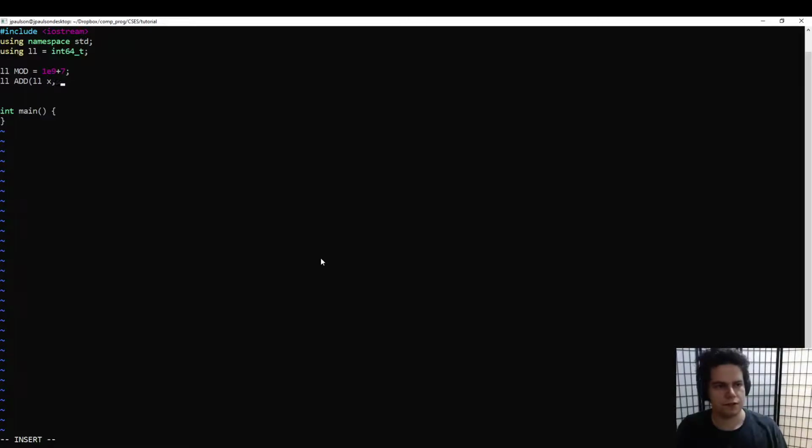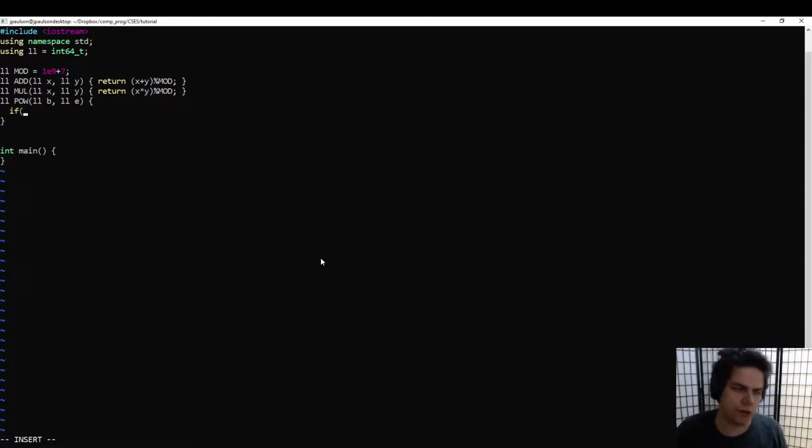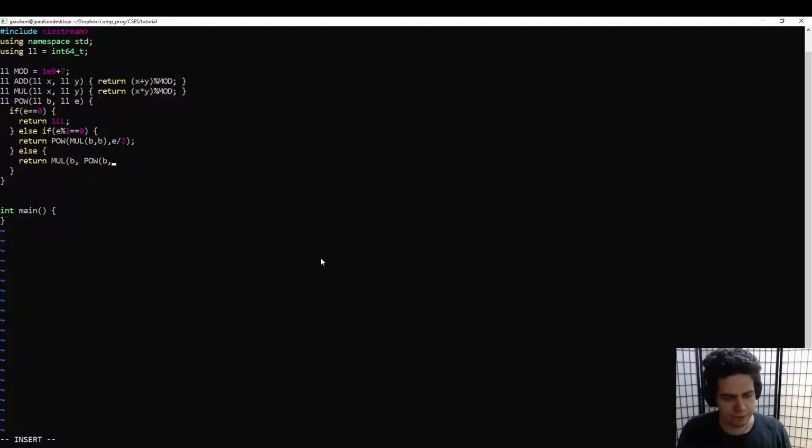Modulo 10^9 plus 7, you know how to add, you know how to multiply, you know how to take exponents, which is actually going to be important. The way this works, if you don't remember, is a trick called exponentiation by squaring. If e is even, then we can take b squared to the e over 2. That's the trick. Otherwise, if e is odd, you can make it even by taking off a power of b.